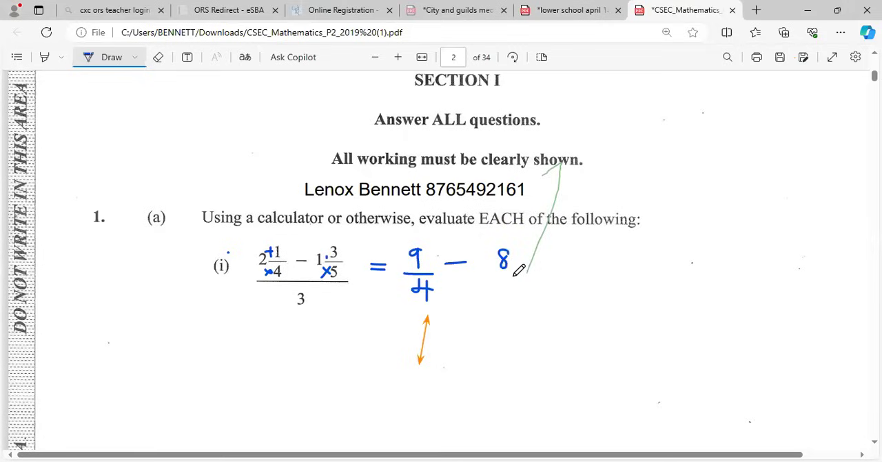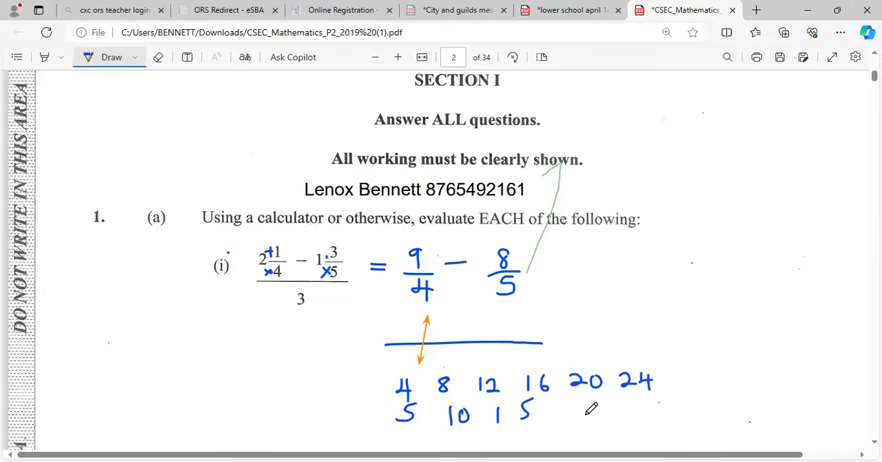And of course, we know that when we're adding or subtracting, you have to bring it to the same denominator. What's the LCM of 4 and 5? That will be definitely 20, right? You just keep adding until you get a number that is common to both of them. The first one, going up by 5: 5, 10, 15, 20. So the LCM is 20.